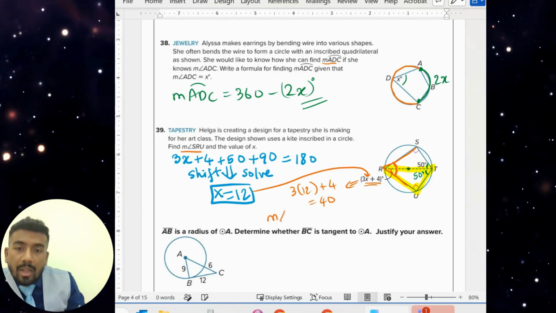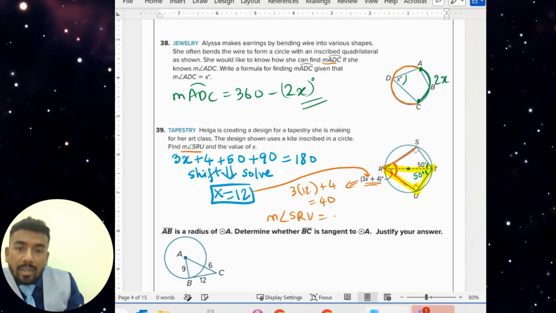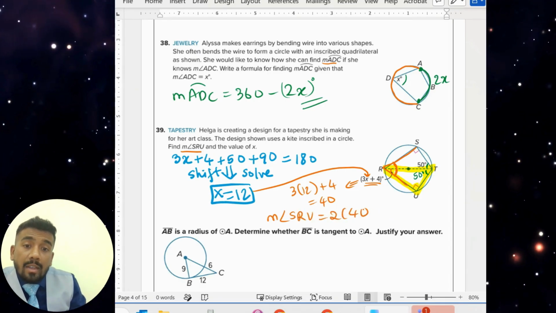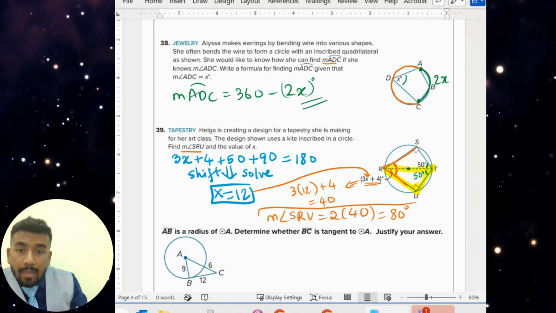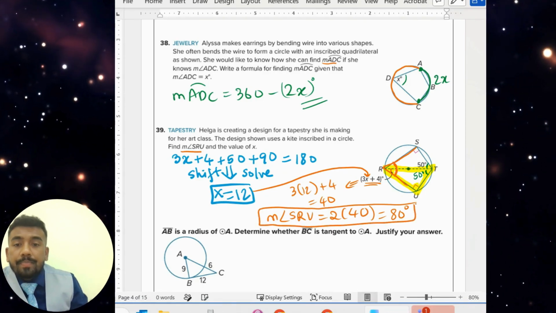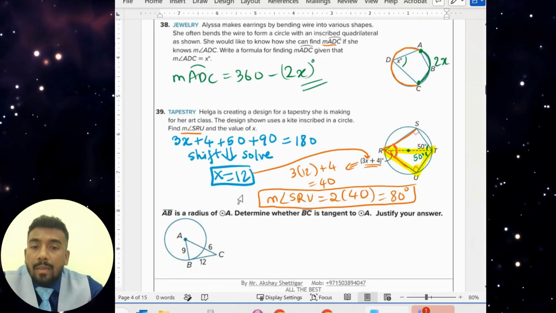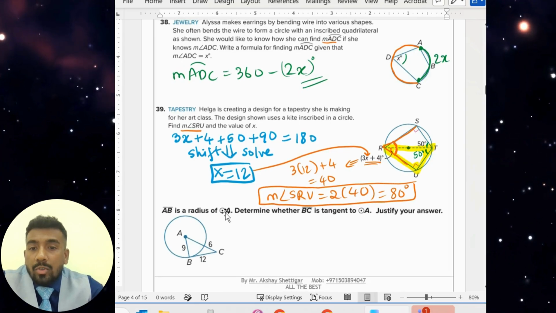So what will we measure? Angle SRU? Double of it. So 2 times 40. That's how much? 80 degrees. Okay. That's how you do it. Easy peasy. Let's go to the next one.